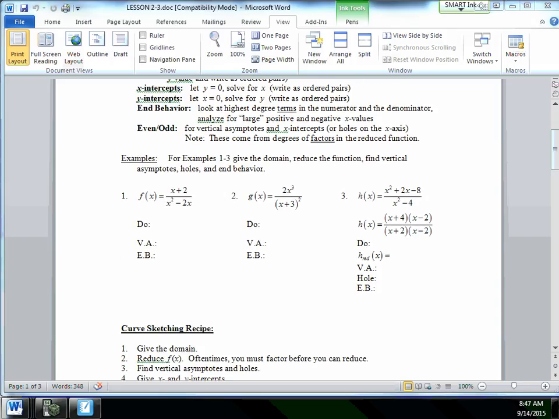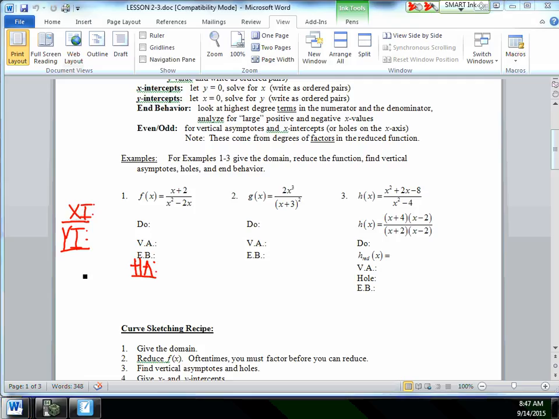I'm going to always have you write x-intercept, y-intercept. That will then give you your domain, vertical asymptote, and behavior. We mainly deal with those when we're dealing with polynomials, and then we're going to look at horizontal asymptotes.